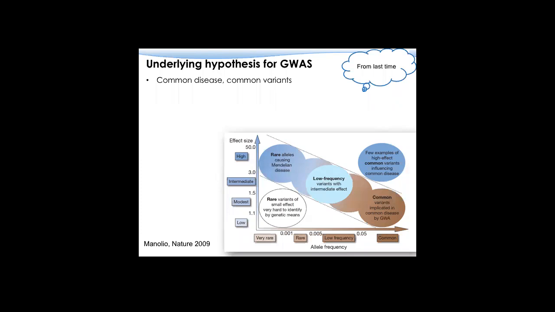The first type is pretty common, but the effect size is smaller, and that is where GWAS really focuses. The other end of the spectrum is very rare, but if you have it, you have a much larger risk of getting the disease compared to someone who doesn't have it. This is also very important.